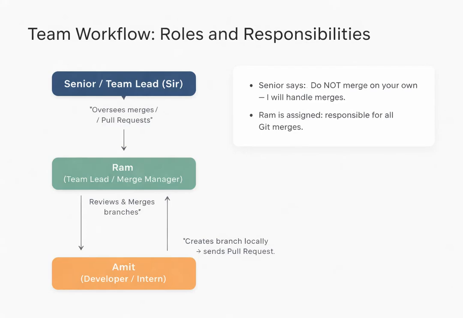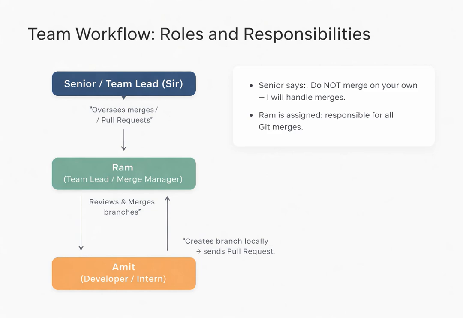The instructor now uses a really relatable analogy to explain how teams collaborate using Git, specifically using the example of an internship environment. Imagine you're an intern at a company. There's a senior person, let's call him Sir, who oversees the entire project. Then there's Ram, who acts as the team lead or merge manager. And then there's Amit, who is a developer or fellow intern.